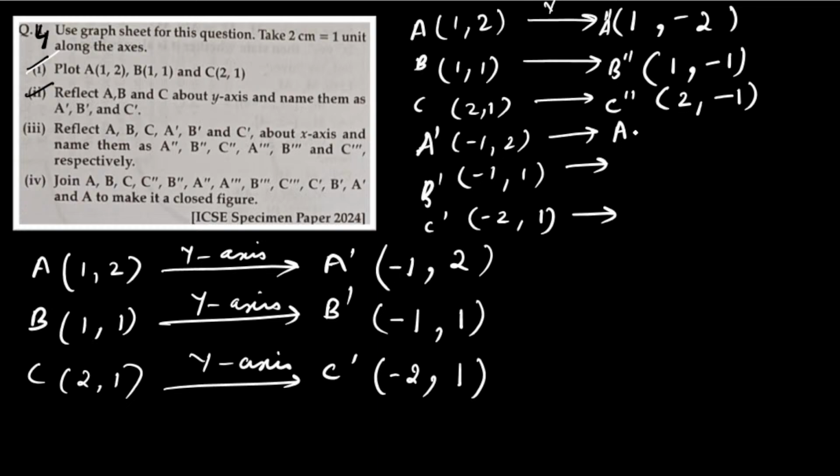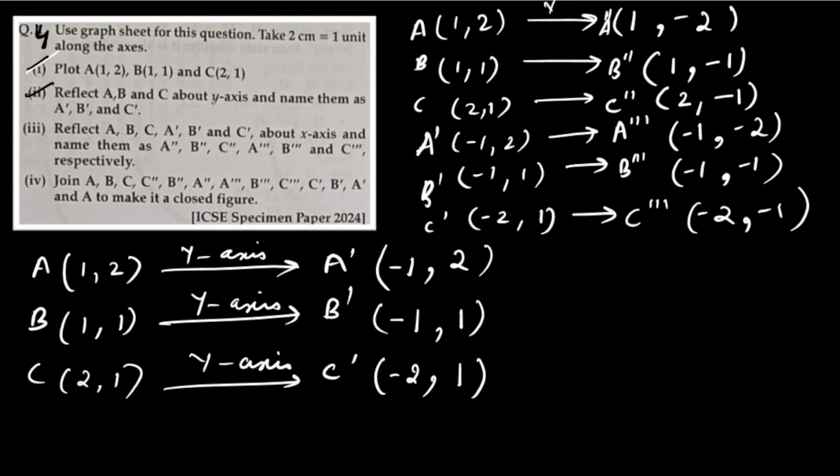Here it will be A triple dash. So x will remain same, y will change from 2 to minus 2. B triple dash, x will remain same, y will change. C triple dash, x will remain same, y will change, because we are doing reflection in the x-axis. So I have written all the points. So let us plot also, then we will join.